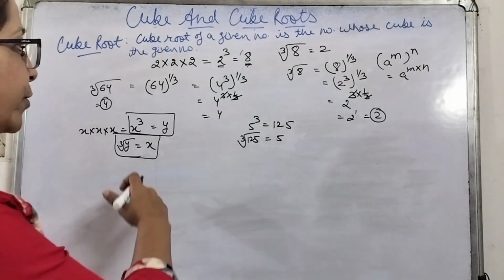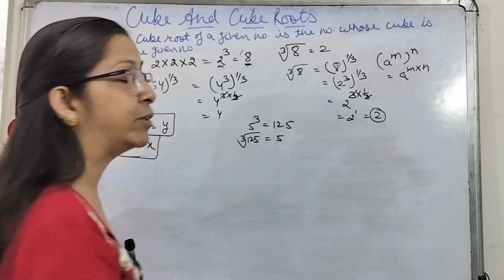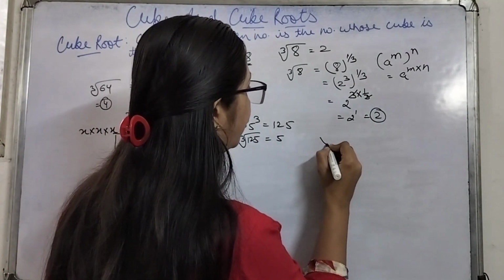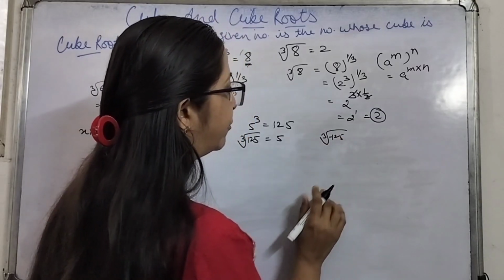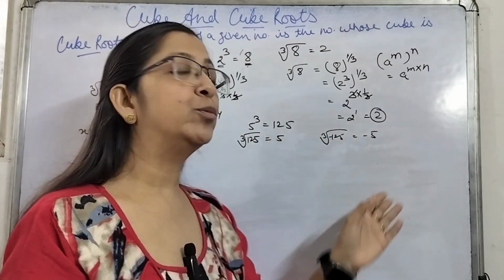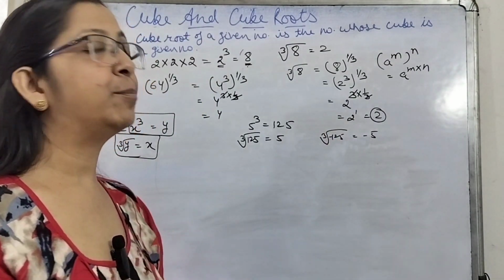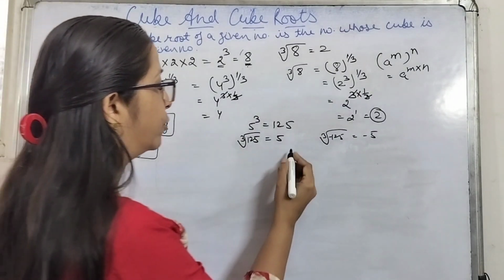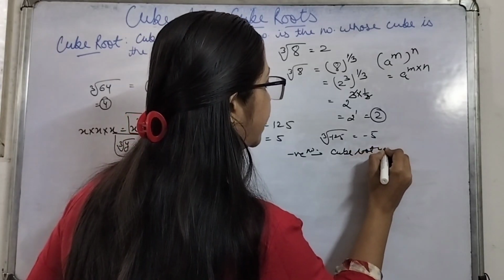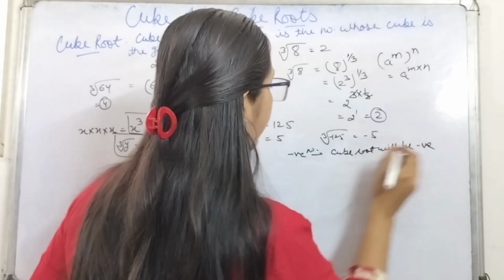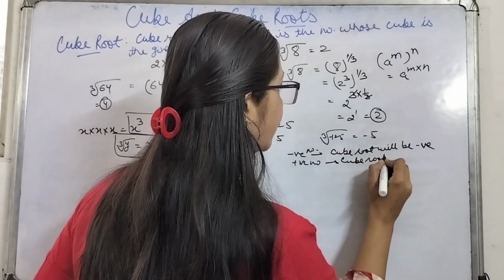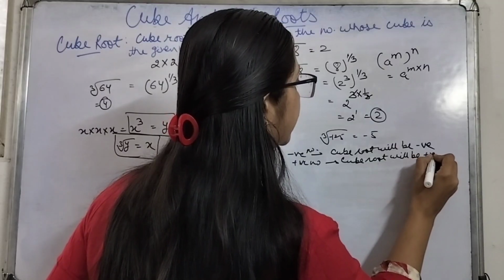Now we can even conclude that if we have negative numbers, the cube root of negative numbers will even be negative. If we have to find the cube root of minus 125, it will be minus 5. So if the numbers are negative, then the cube root will even be negative. If numbers are positive, the cube root will even be positive. For negative numbers, the cube root will be negative, and for positive numbers, the cube root will be positive.